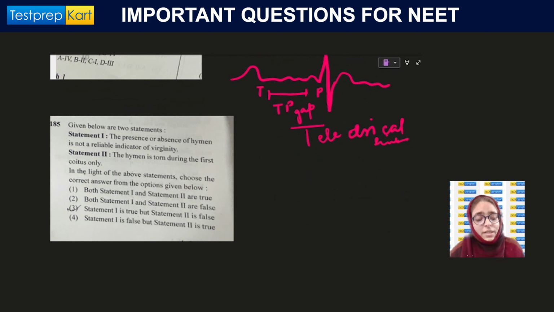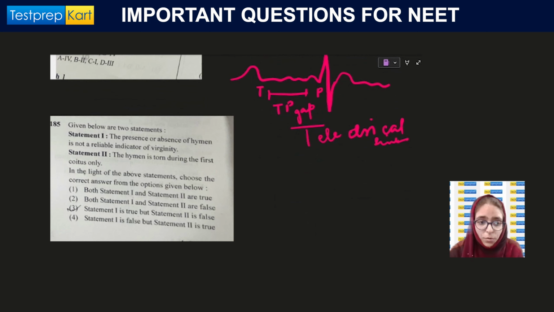Statement 1 is: the presence or absence of hymen is not a reliable indicator of virginity. This question is from the Reproduction in Humans chapter. Then we have statement second, which is: the hymen is torn during the first coitus only. These are the two statements. Now we have to see the rest of the question. In the light of the above statements, choose the correct answer from the options given below.